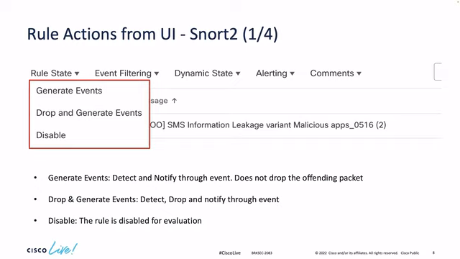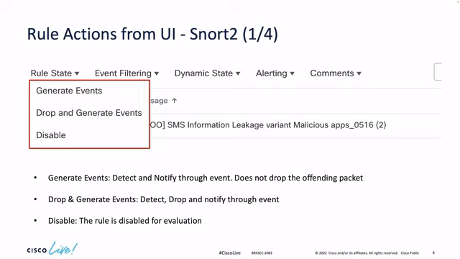The next one, drop and generate events. If the action associated with a particular signature is drop and generate events, in addition to generating an alert to notify the network administrator about the signature trigger, it goes ahead and drops the offending packet. In this case, we are actually taking action on the packet that has triggered the signature by dropping it.